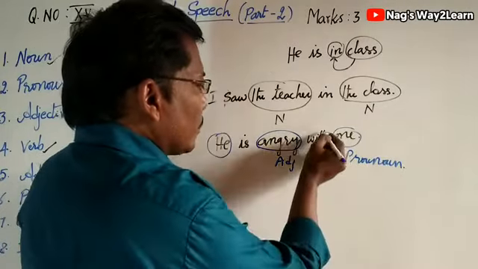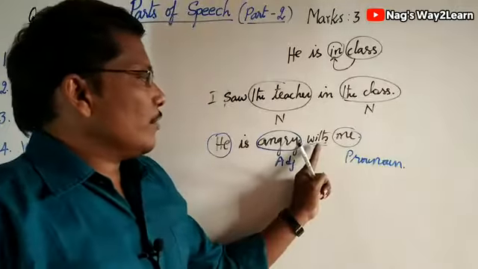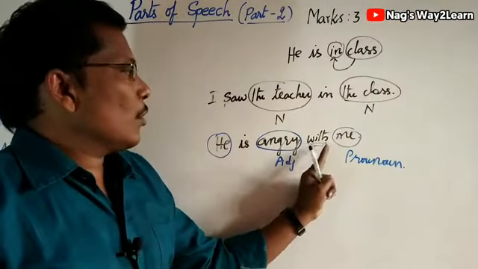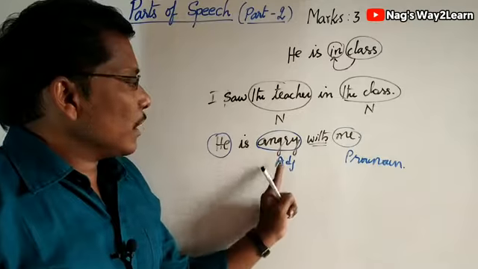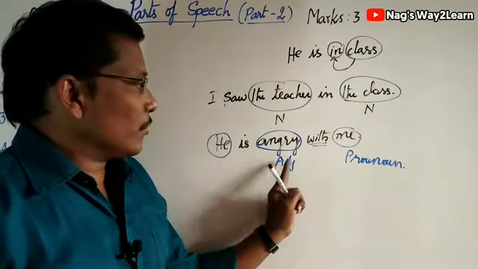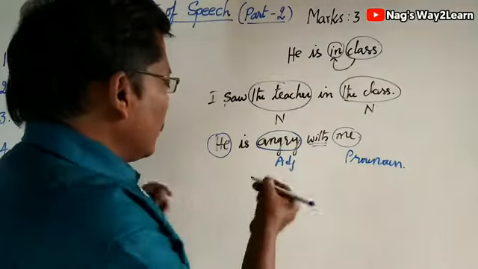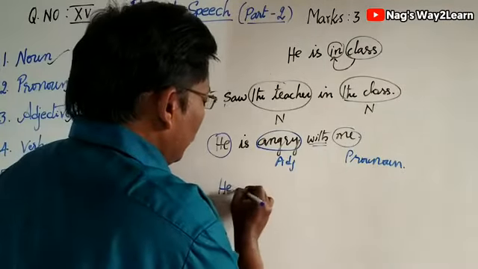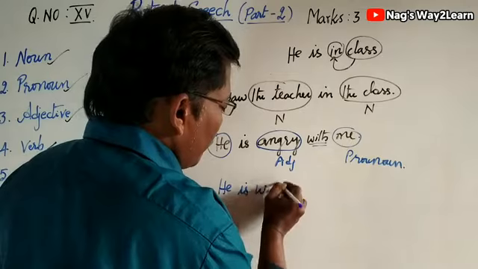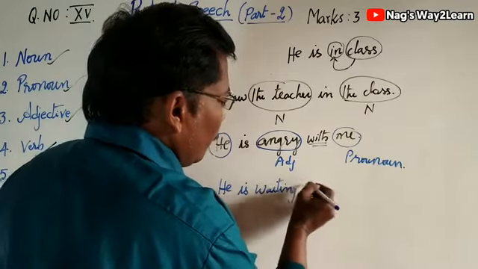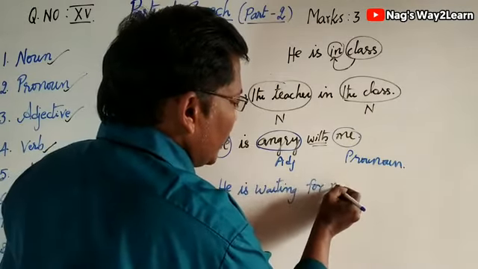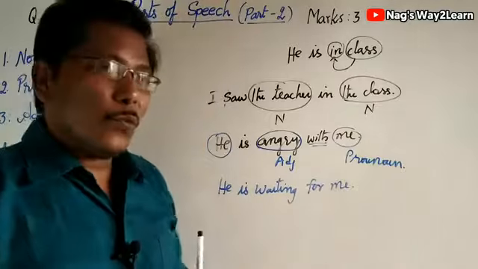And if you look at this word with, it shows the relation of this pronoun with another adjective. Okay, so this is preposition. Okay, and you look at another example. He is waiting for me. He is waiting for me.